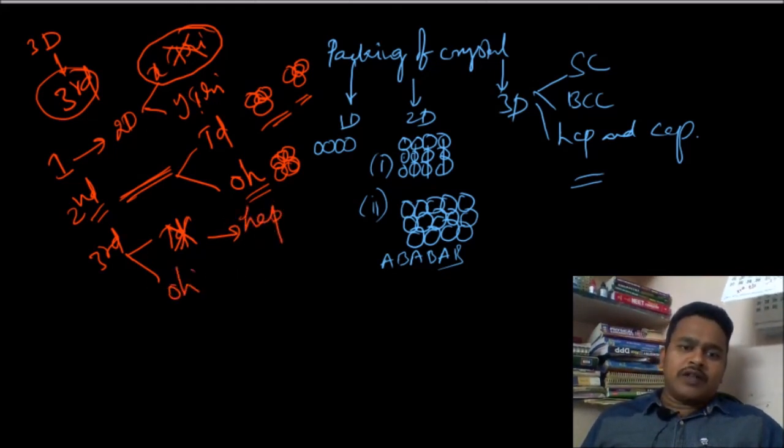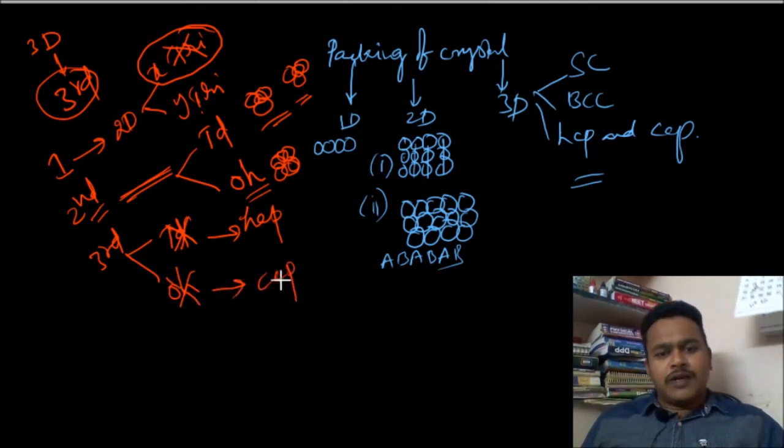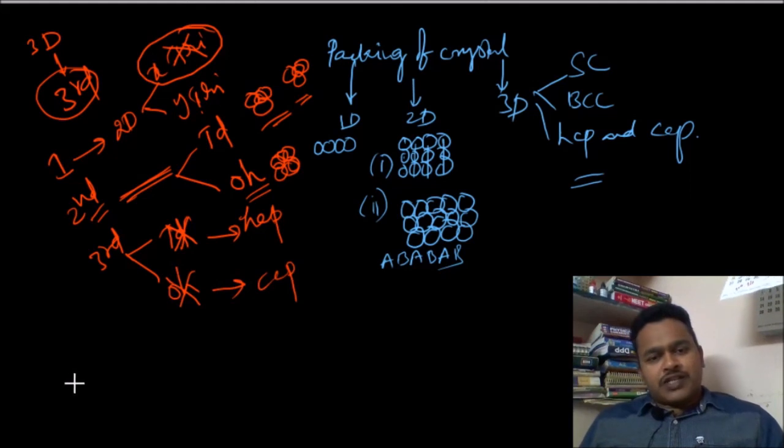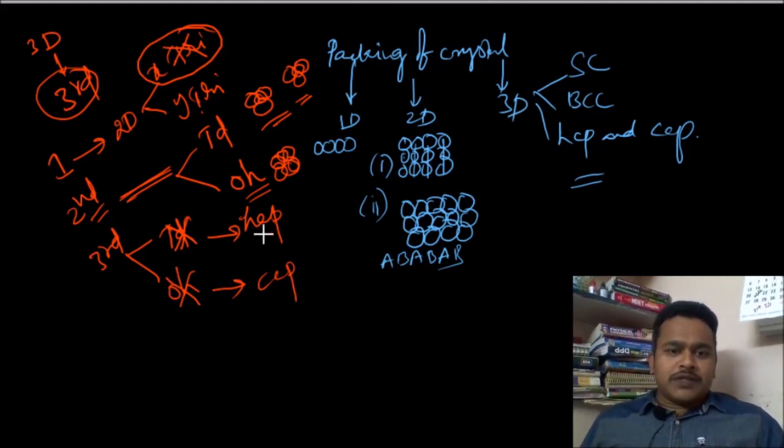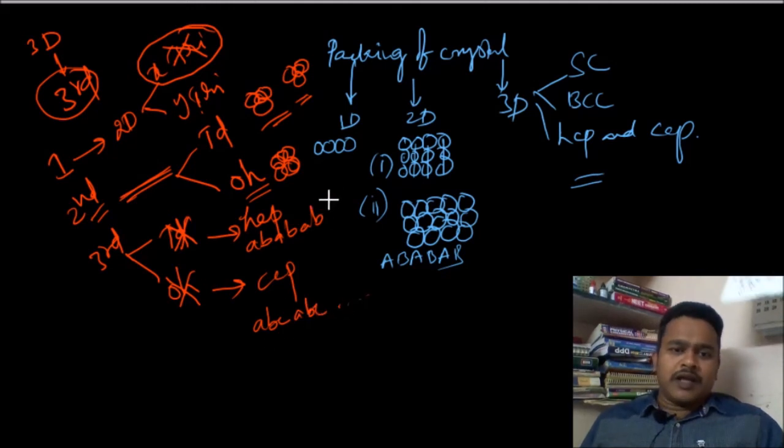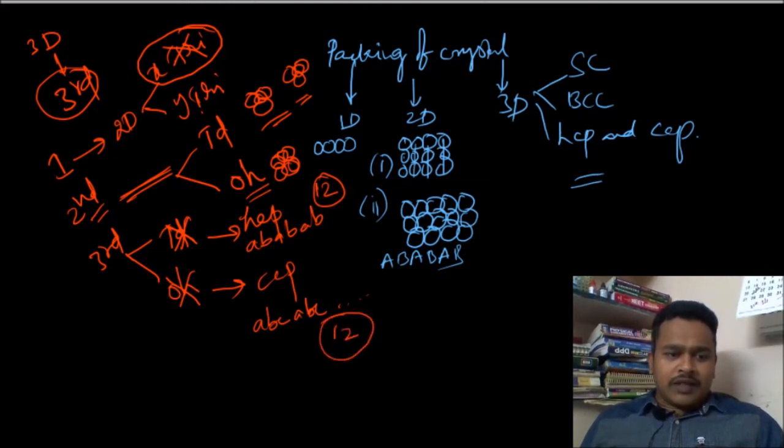If the third layer covers the octahedral voids, a CCP structure forms. The HCP system is also called AB arrangement. CCP is also called ABC arrangement. Here the coordination number is 12, and here also the coordination number is 12. This is what we studied up to this end.